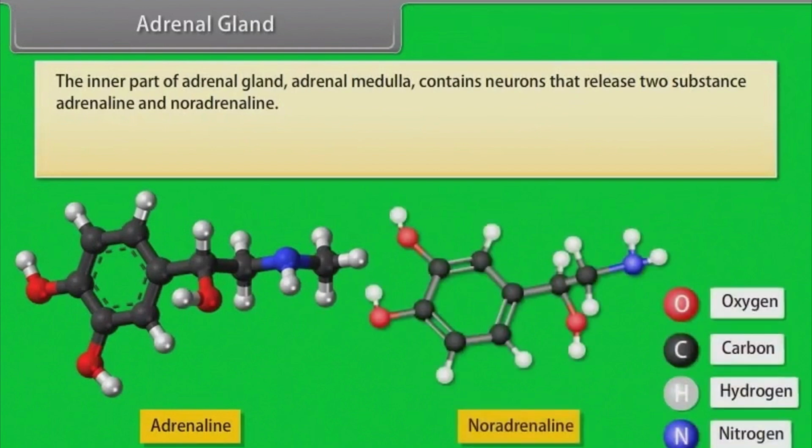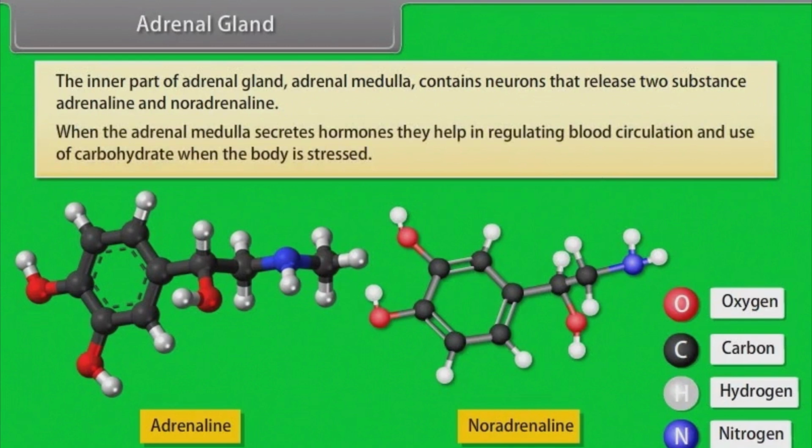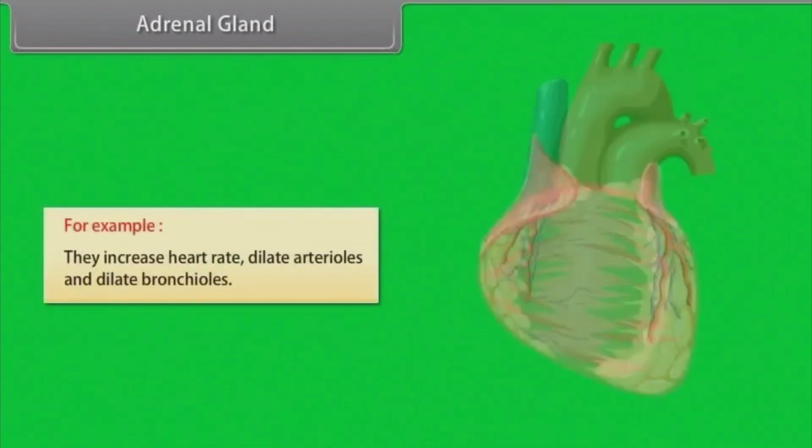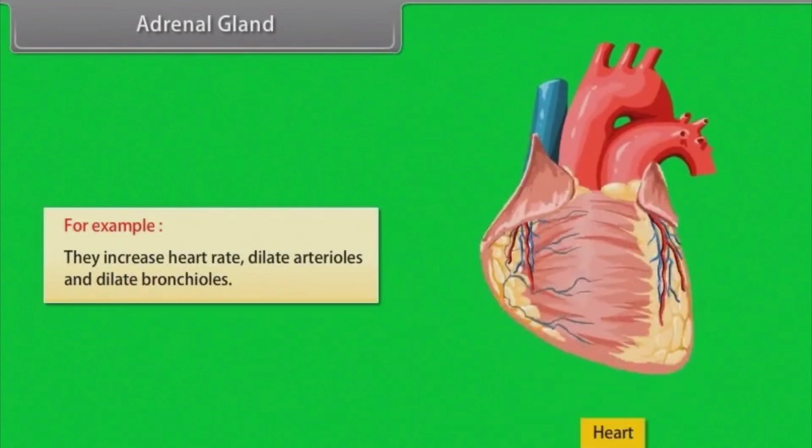The inner part of the adrenal gland, the adrenal medulla, contains neurons that release two substances, adrenaline and noradrenaline. When the adrenal medulla secretes hormones, they help in regulating blood circulation and use of carbohydrate when the body is stressed. For example, they increase heart rate, dilate arterioles, and dilate bronchioles.